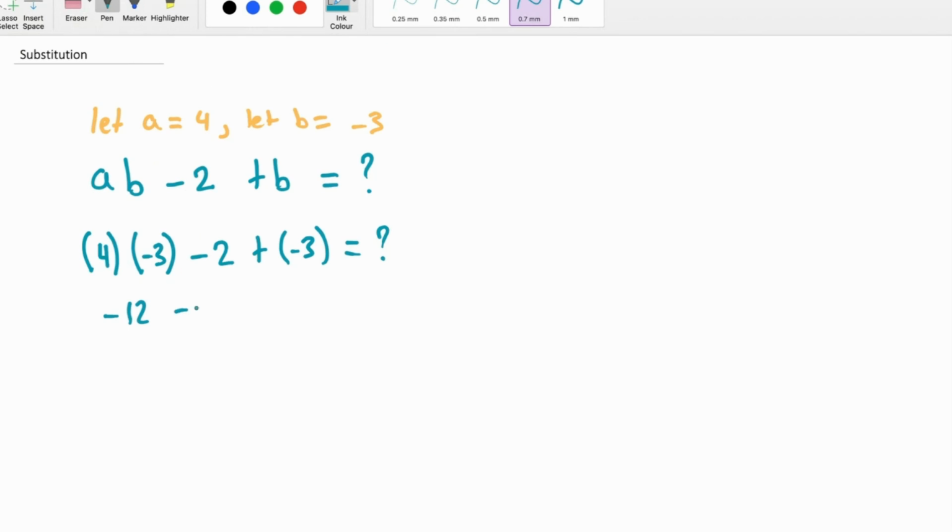Then minus 2, and then we have plus in brackets minus 3. Whenever you see something like this, essentially that means a positive times this negative over here. So essentially we will get negative 3 like that is equal to question mark. And let's again go ahead and solve this. Negative 12 minus 2 gives us negative 14. And then negative 14 minus 3 gives us negative 17. And that is our answer.